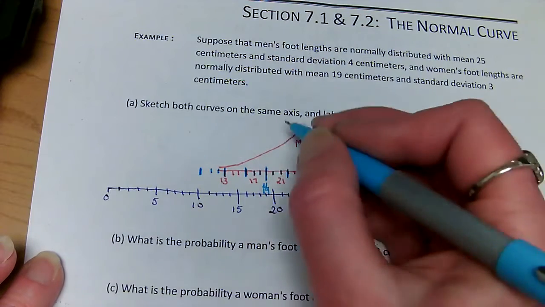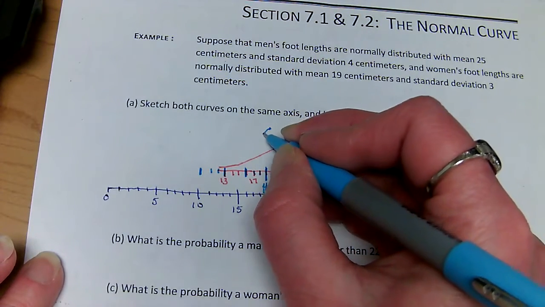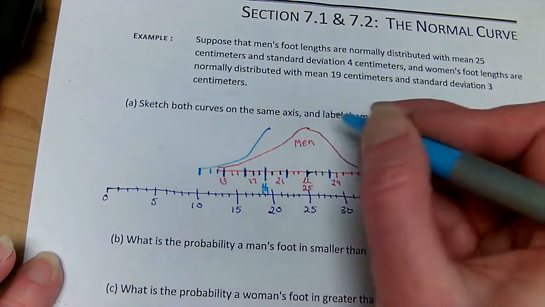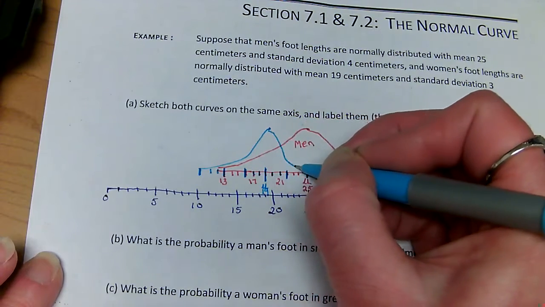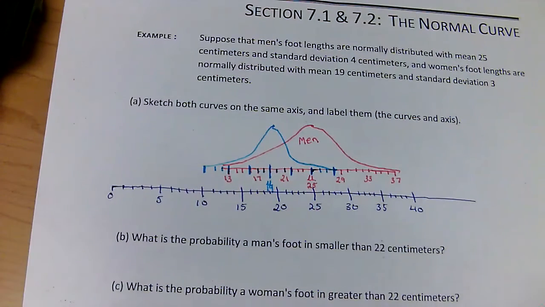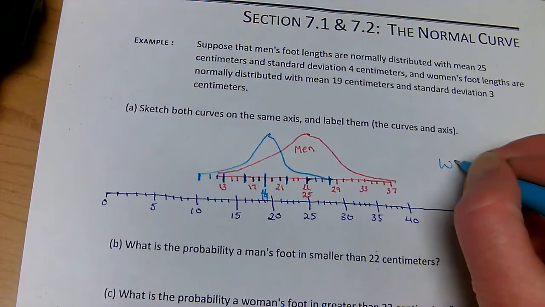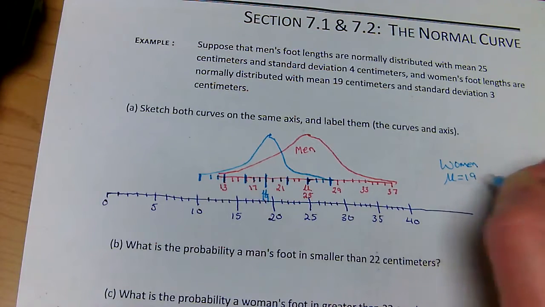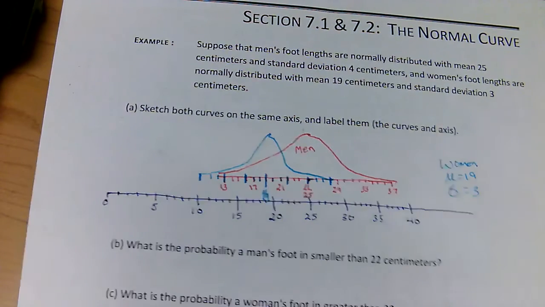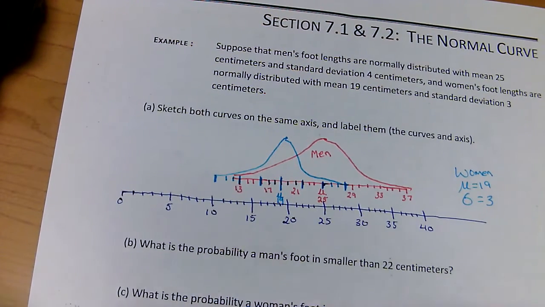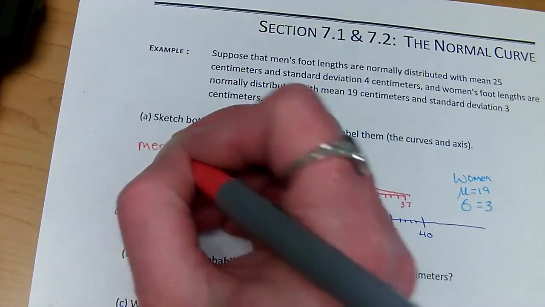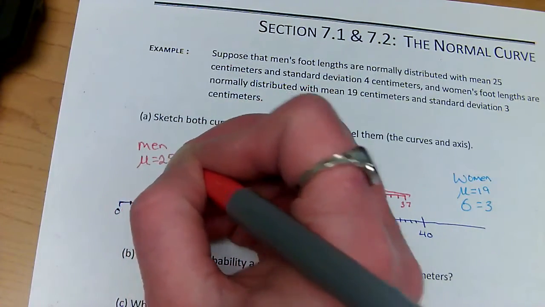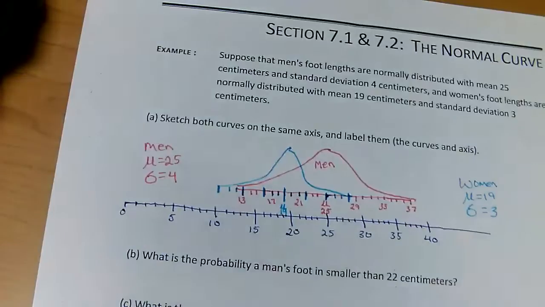So their high point is going to be here, and it's going to be a little narrower. Why is it a little narrower? Well, their standard deviation was smaller. Okay, so the women had a mean of 19 and a standard deviation of 3, and the men had a mean of 25 and a standard deviation of 4.